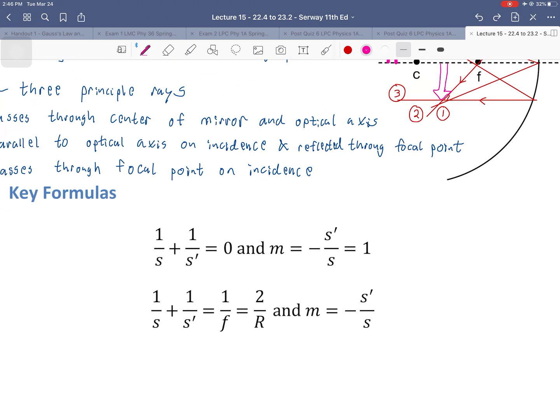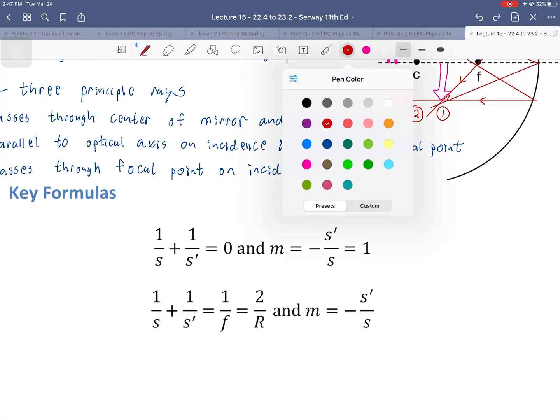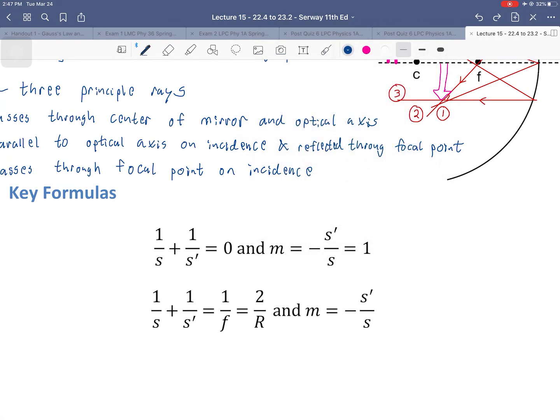Now this is the spherical mirror formula. Okay? So the first formula is the planar mirror formula. And that one simply tells us that 1 over s plus 1 over s prime equals 0. Well, what are s and s prime? What does this all mean? Okay? So first of all, this is the formula for planar mirrors.